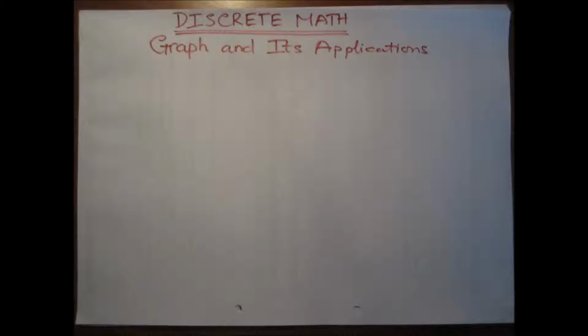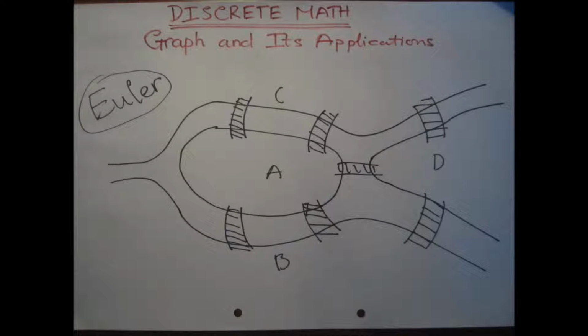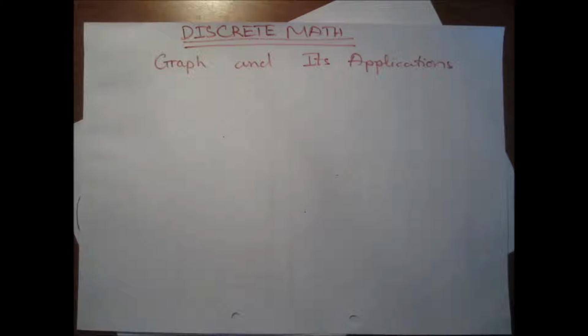Discrete mathematics: graphs and their applications in mathematics, and more specifically in graph theory. A graph is a representation of a set of objects where some pairs of objects are connected by links. The interconnected objects are represented by mathematical abstractions called vertices, also called nodes or points, and the links that connect some pairs of vertices are called edges, also called arcs or lines.